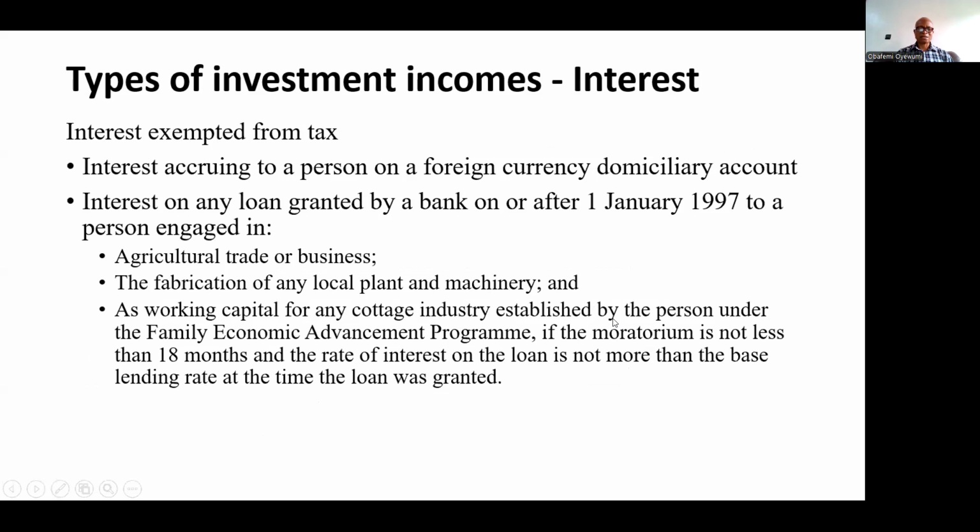So let's move ahead and look at interest that is exempted from tax. Interest accruing to a person on a foreign currency domiciliary account would not be subjected to tax. Interest on any loan granted by a bank on or after 1st of January 1997 to a person engaged in agricultural trade or business, the fabrication of any local plant or machinery, and as working capital for any cottage industry established by the person under a family economic advancement project or program. So these are interests that will be exempted from tax in Nigeria.